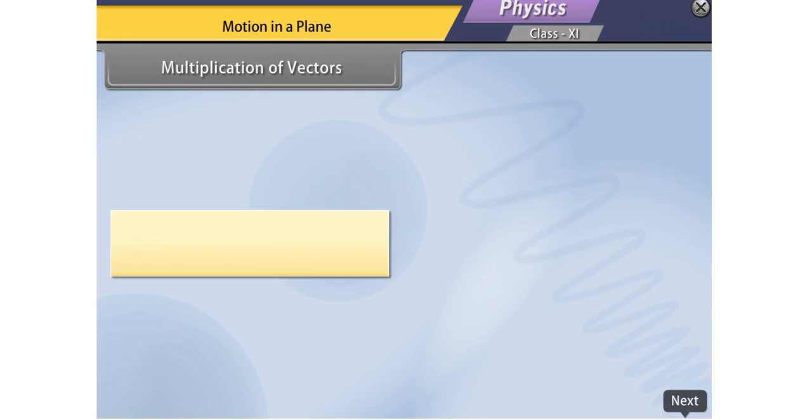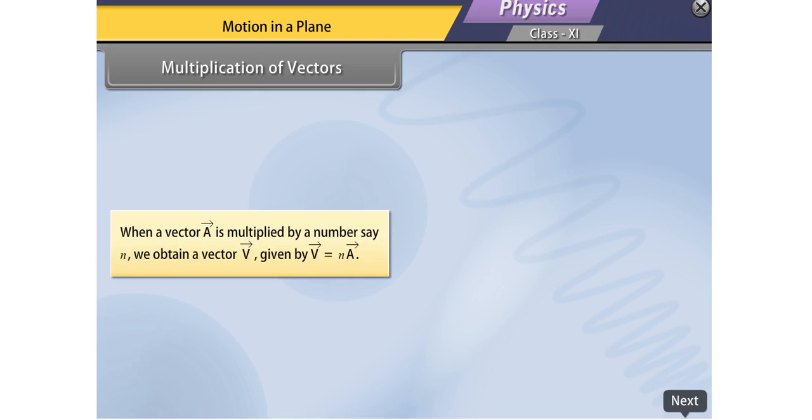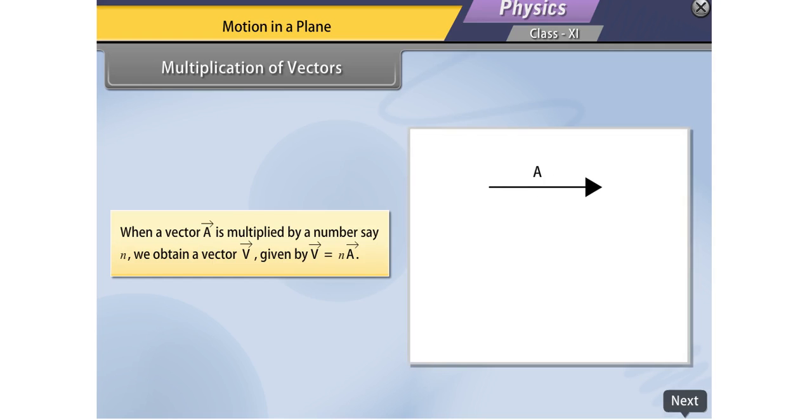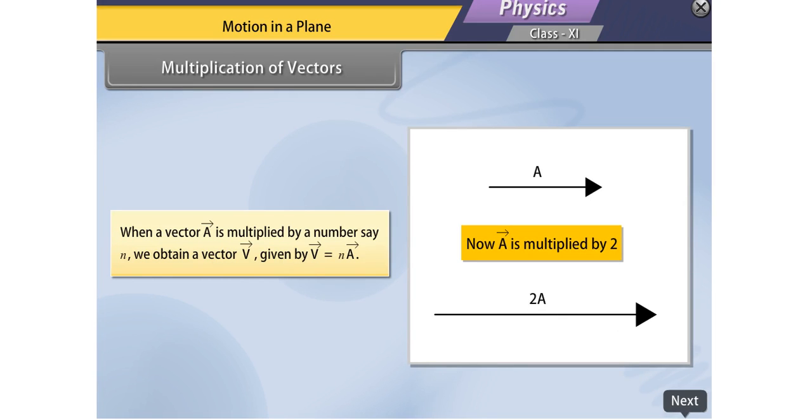Multiplication of vectors. When a vector A is multiplied by a number say n, we obtain a vector v given by v vector is equal to n into a vector. Let's take an example. If a vector A is multiplied by 2, the resultant vector 2a vector is in the same direction as a vector and has a magnitude twice of a vector.